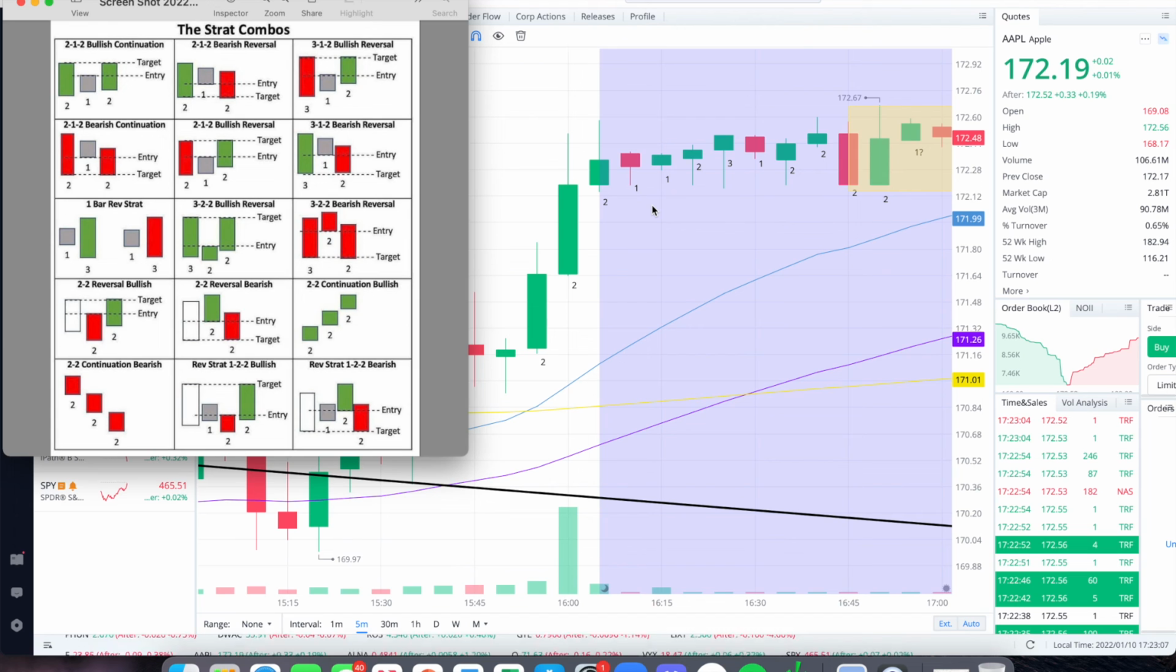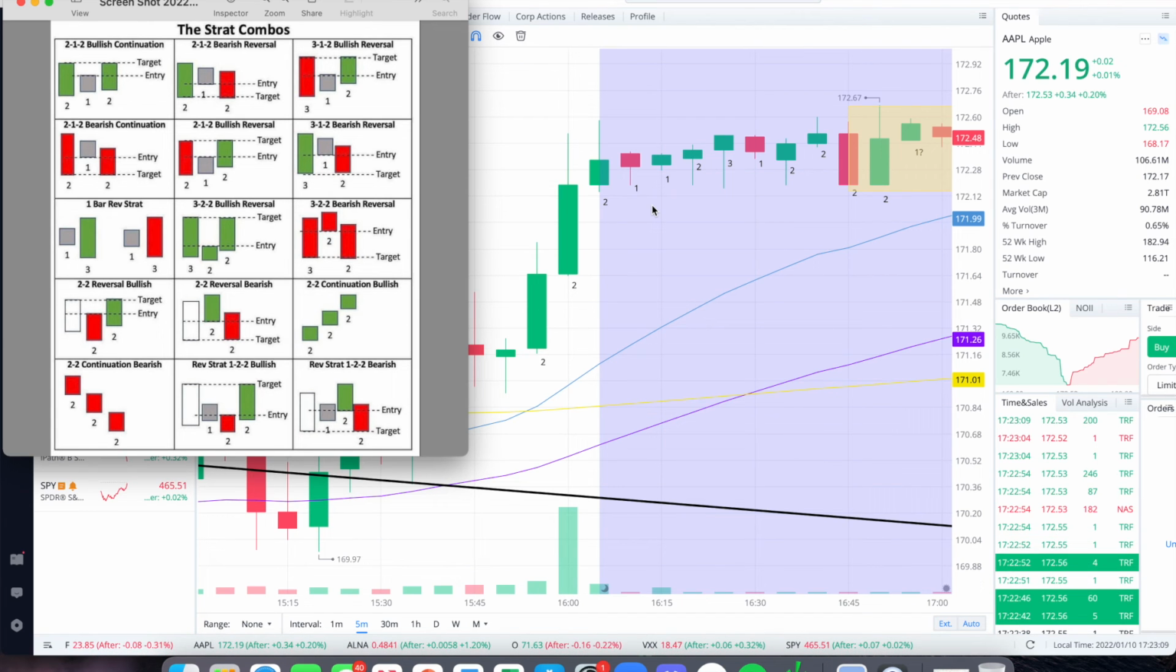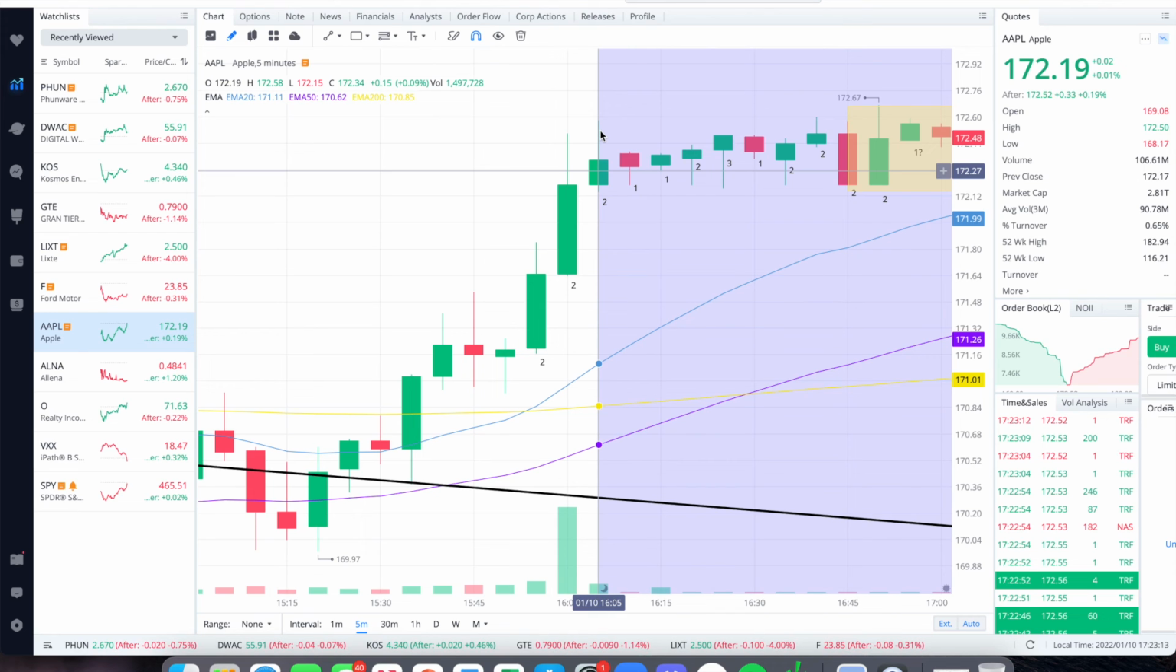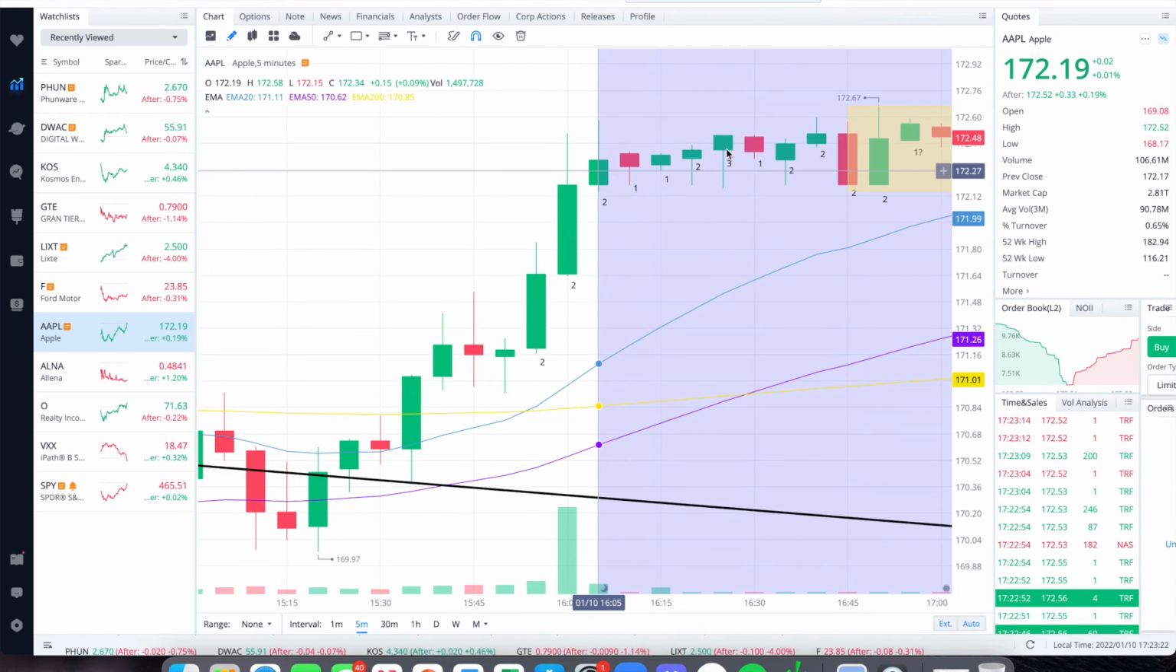So 1 is the high and low is within the high and low of the previous candle. A 2 is the high breaks a high or the low of the previous candle. And a number 3 is it breaks both the high and the low. All right, so that was pretty simple. Not something to stress about.